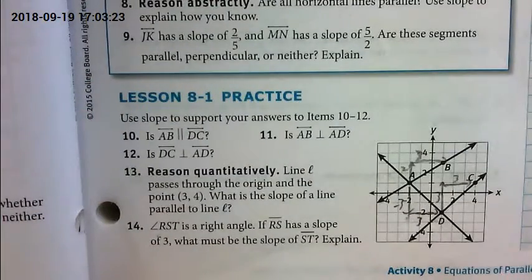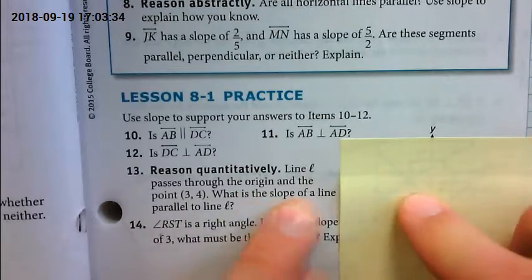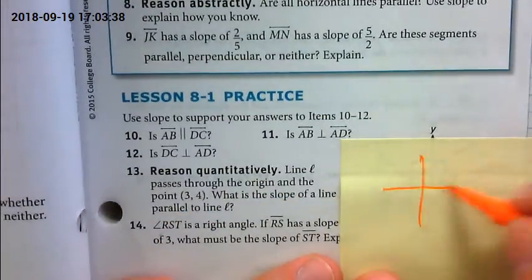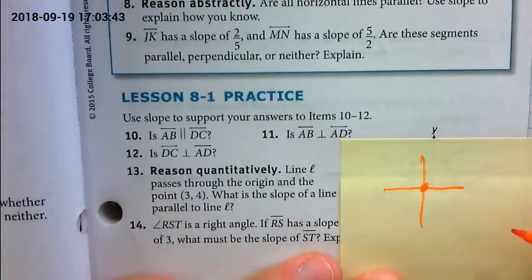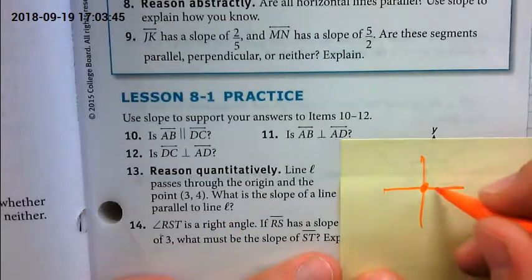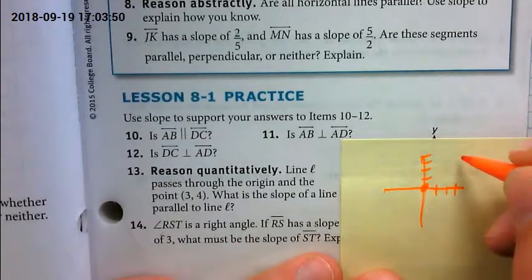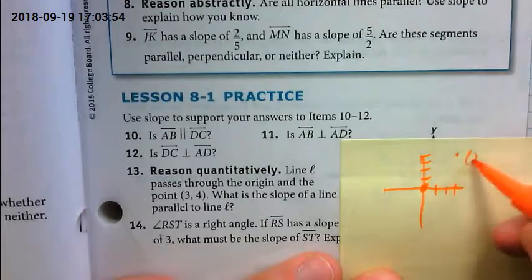Okay. So on that one, it says line L. So this has nothing to do with the figure over here, right? So it just says on 13, line L passes through the origin and point 3, 4. So if you want to, you can draw a picture. Remember, origin is at the point 0, 0. The point 3, 4, you're going to go over 3 for x value, up 4 for a y value. So that's at our point 3, 4.